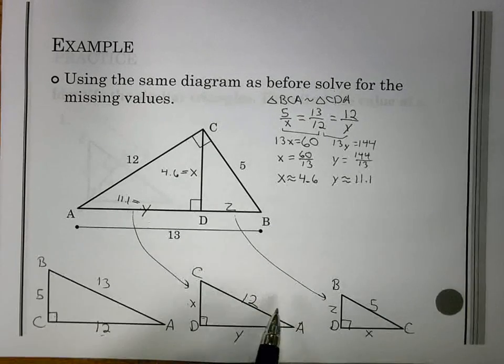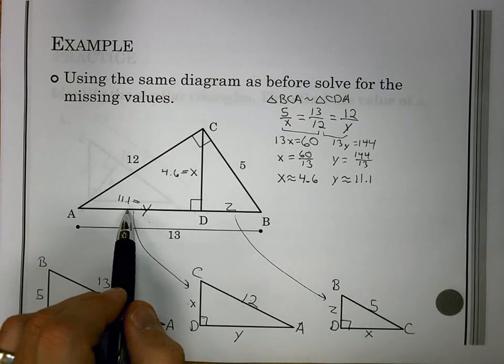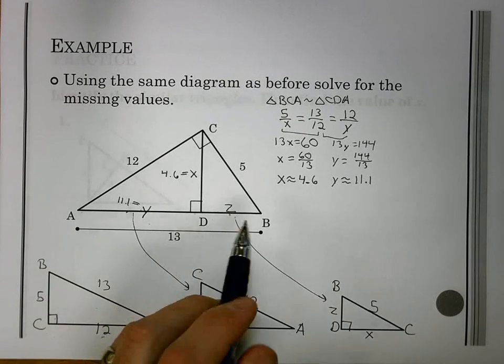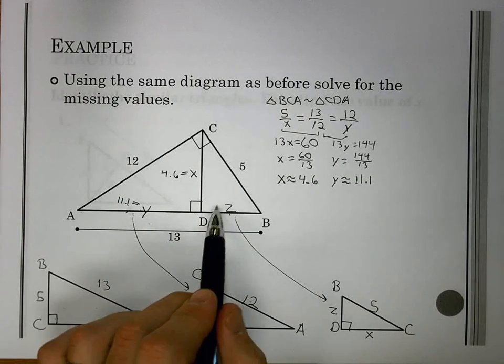Let's just think for a minute what it could be. I know 13 is the entire length. This is 11.1. So how much is left for z? Well, I'll do some quick subtraction. 13 minus 11.1 is 1.9. So hopefully z comes out to be 1.9.